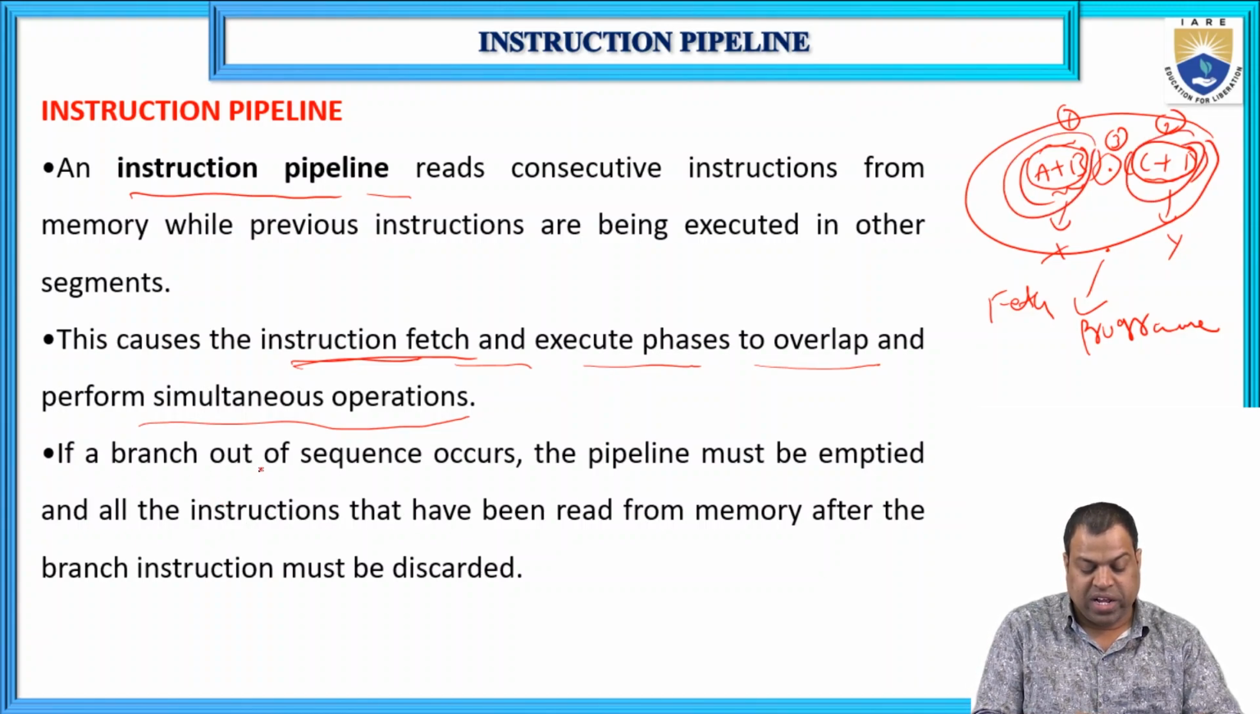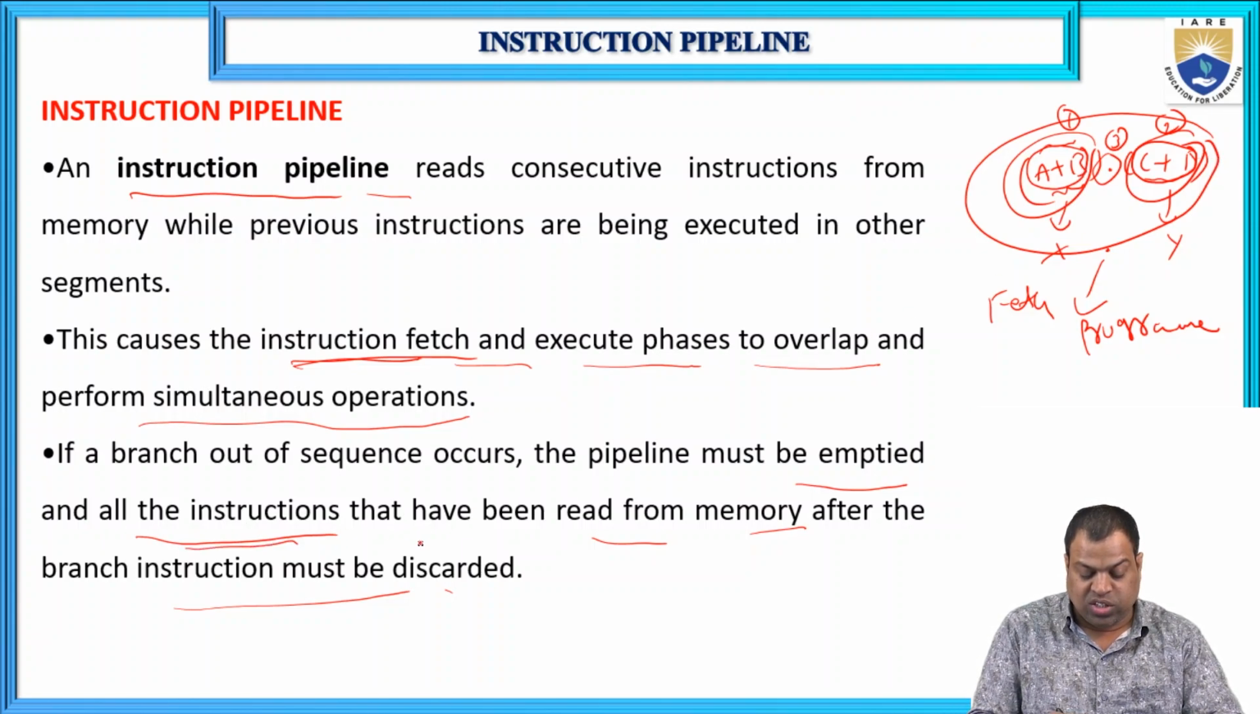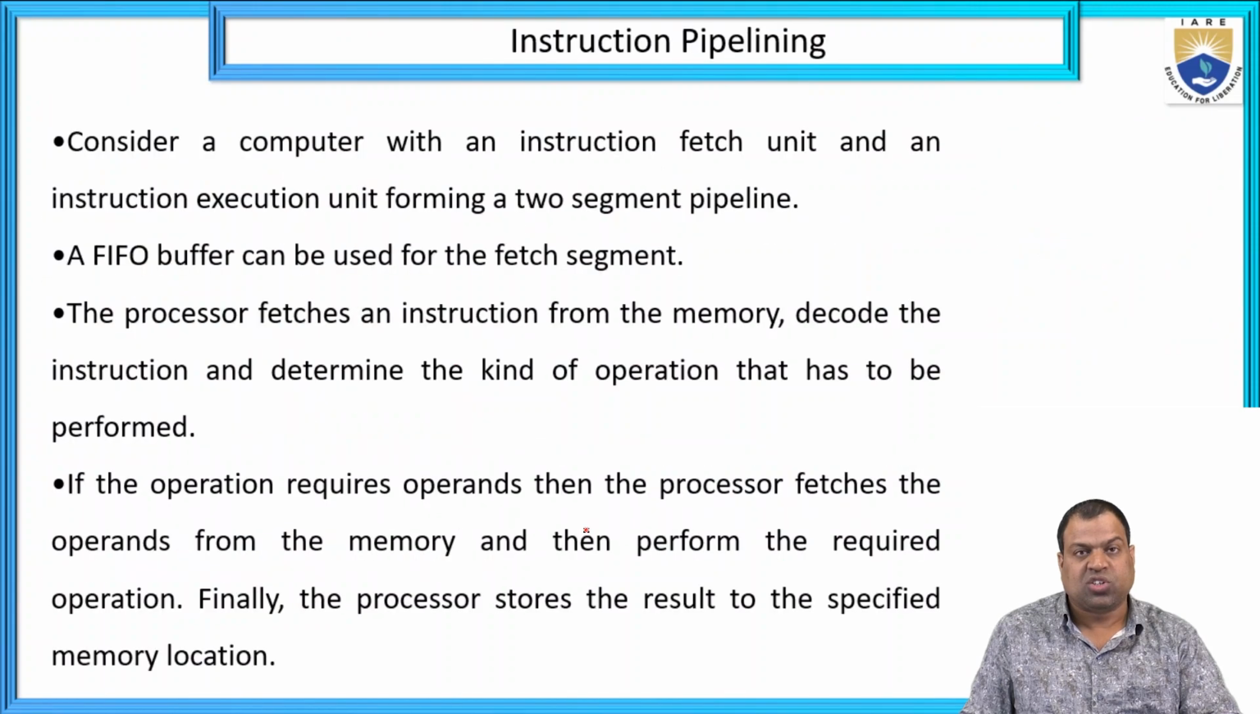If a branch out of sequence occurs, the pipeline must be emptied and all the instructions that have been read from memory after the branch instruction must be discarded. So, suppose I am going for the addition of 2 numbers A plus B, then the addition of 2 numbers C plus D. All these instructions that have been read from memory after the branch instruction must be discarded.